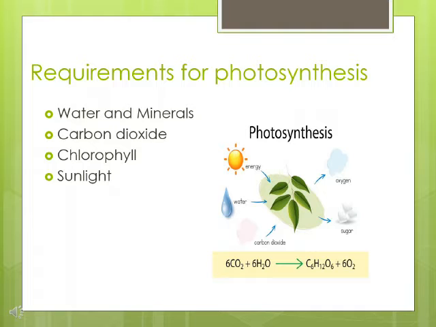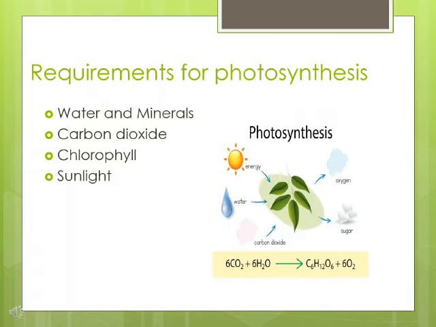First is water and minerals. Water and minerals are absorbed by the roots of the plants from the soil through the process of osmosis. Water and minerals are transported to the leaves and other parts of the plant by xylem vessels, which run like pipes throughout the roots, stems, branches, and leaves.